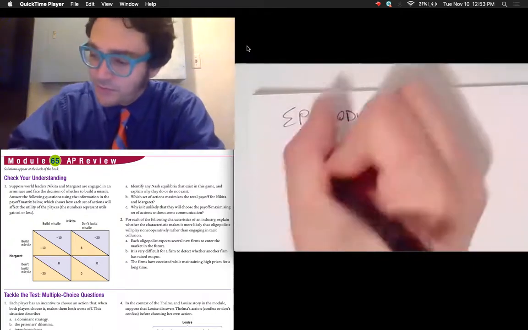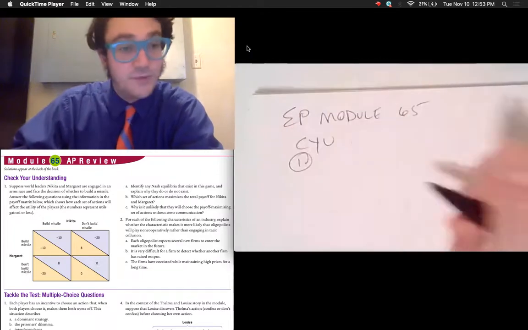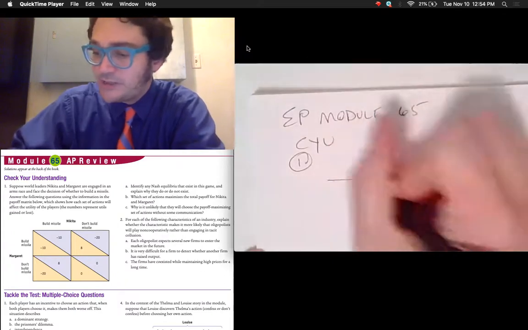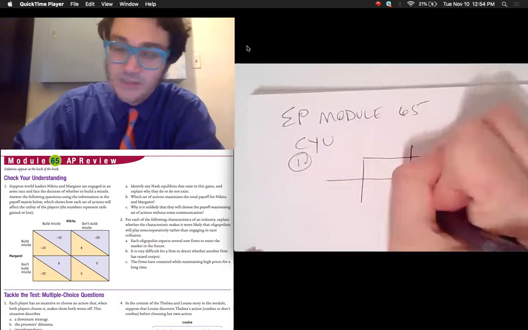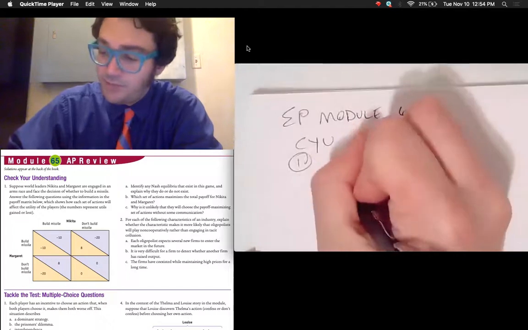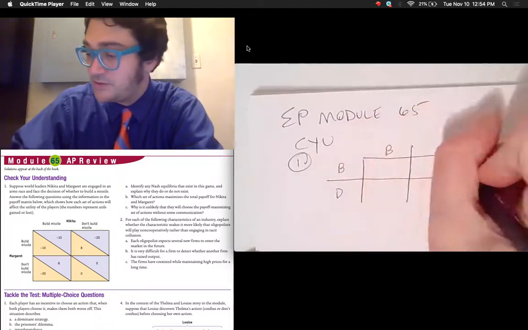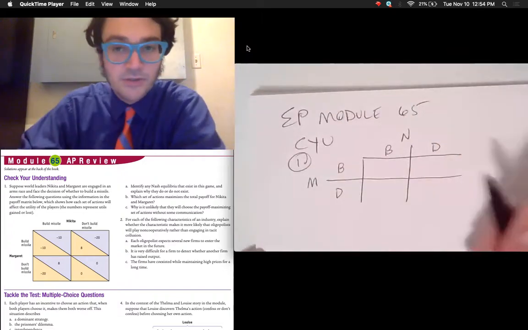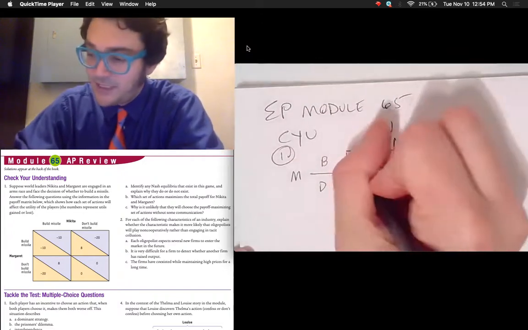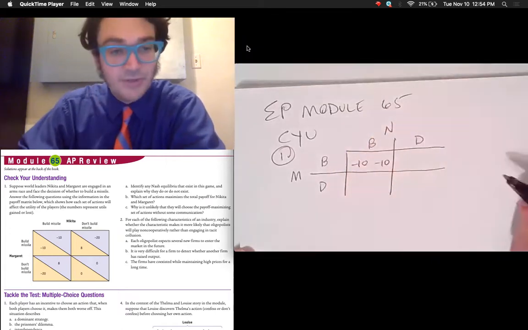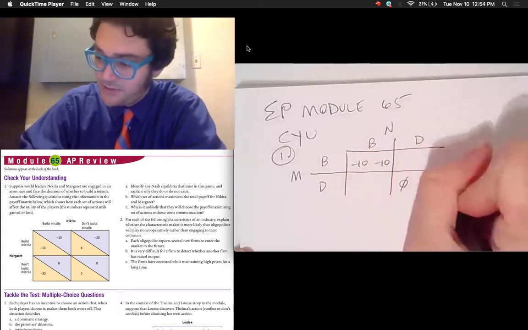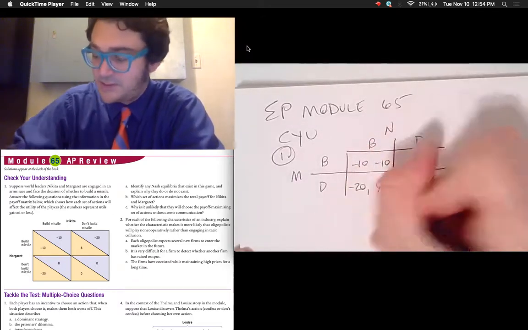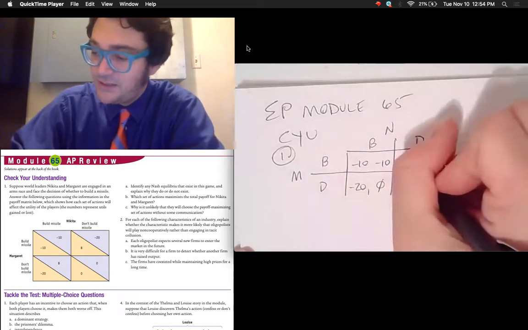So the first problem, check your understanding number one, gives you a payoff matrix, and it says those are utils. You have two players, and I'm just going to redraw this payoff matrix. It says build a missile and don't build, and we have Nikita Khrushchev and Margaret Thatcher. We have -10, -10 if they both build. They both get 0 if they both don't build. If Margaret doesn't build, but the Soviets do, that's bad for her.